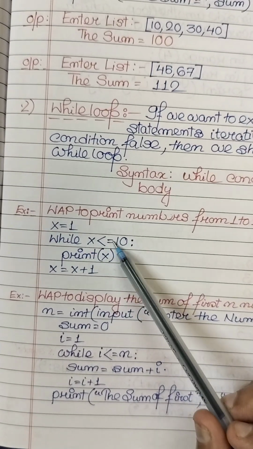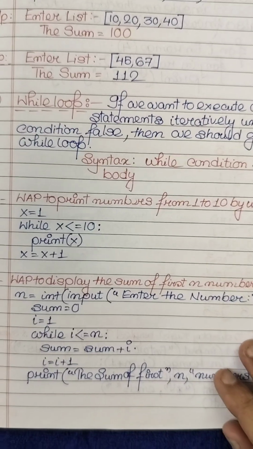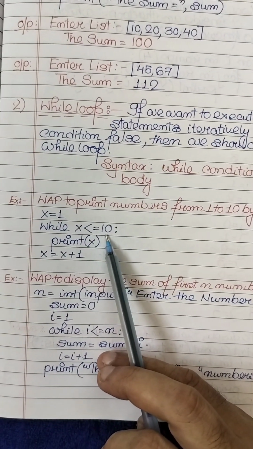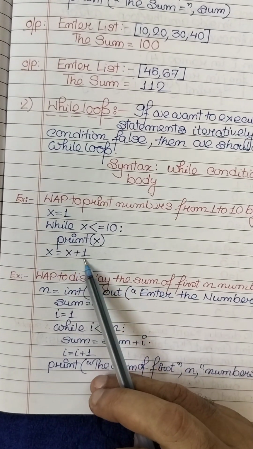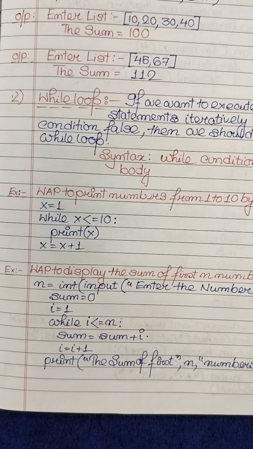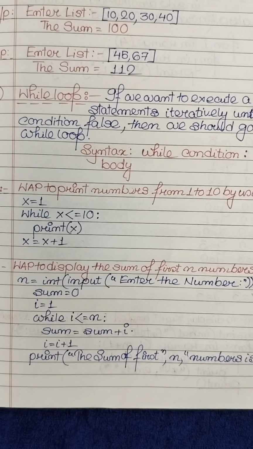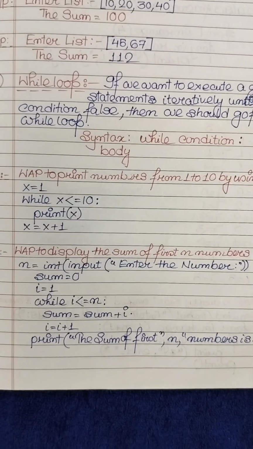Here 2 is less than or equal to 10, so 2 will be printed. Then 2 plus 1 is 3, and this will go on up to 10. 10 is equal to 10, so that will be printed also. But after printing 10, x will be incremented to 11, which is greater than 10. So 1 to 10 is printed, and 11 will not be printed because 11 is greater than 10.